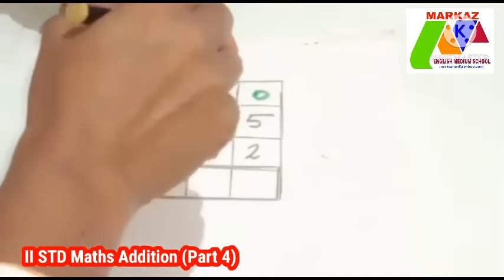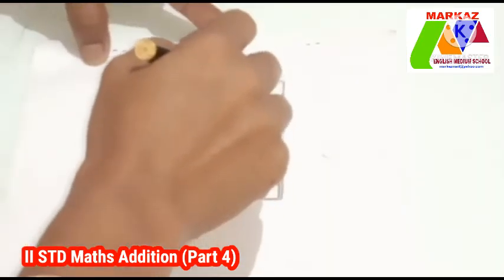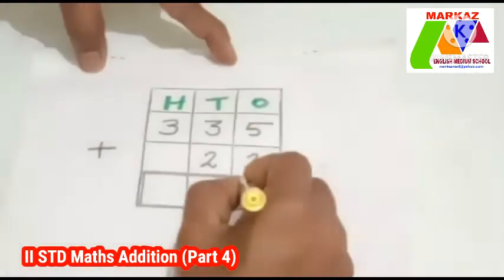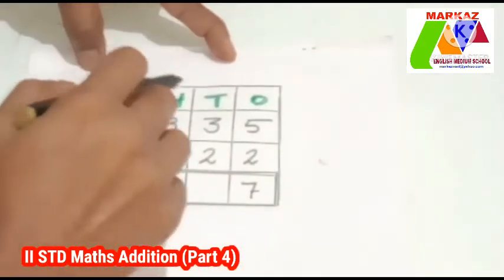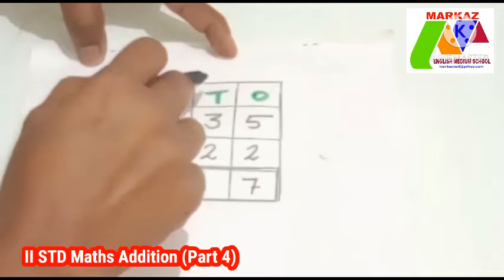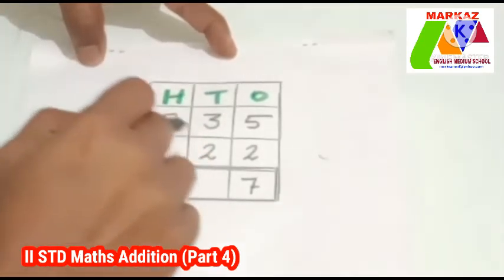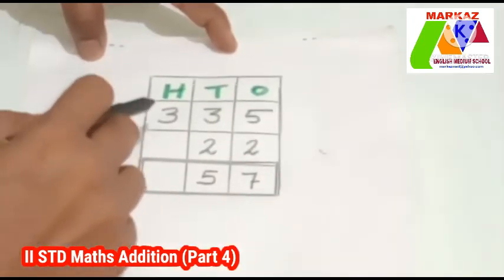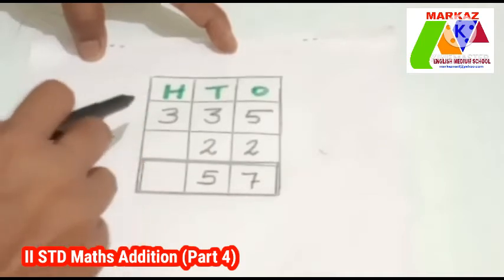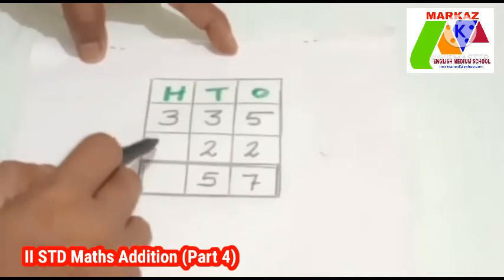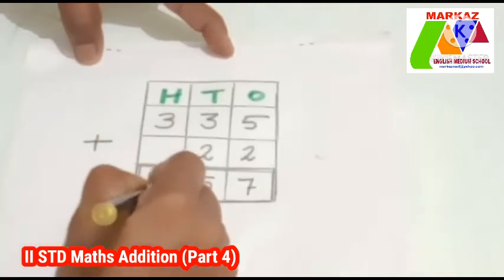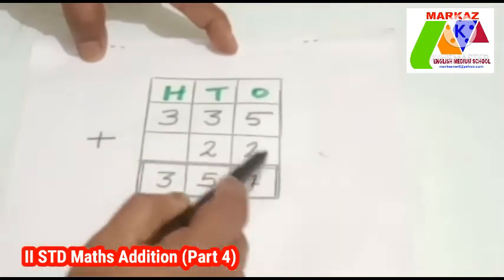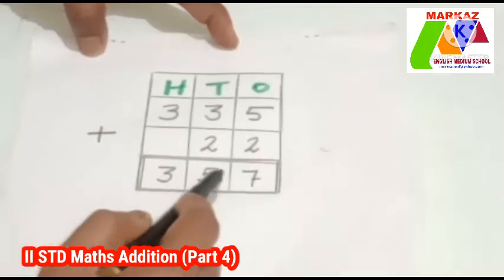Let's add. First add the digits at ones place. 5 plus 2, 7. Let's add numbers at tens place. 3 plus 2, 5. Finally, add the numbers at hundreds place. 3 plus 0, 3. Thus, 335 plus 22 is equal to 357.